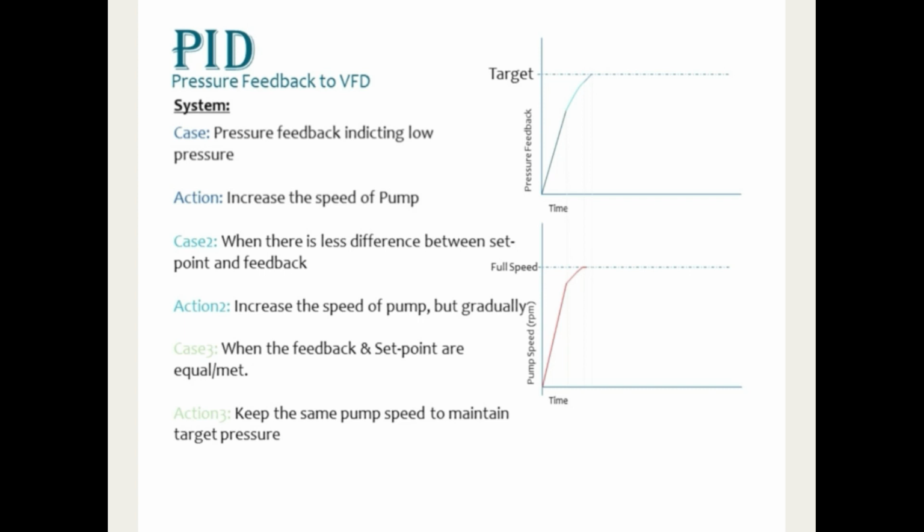And in case the feedback exceeds the set point, then the action will be reduction of speed. If feedback exceeds slightly, the reduction of speed will be gradual, and if the feedback is far away from the set point, then the reduction of the speed will be faster. So with this example, we get some idea about how PID works. However, before we move further, we need to know why PID. What other options are used?